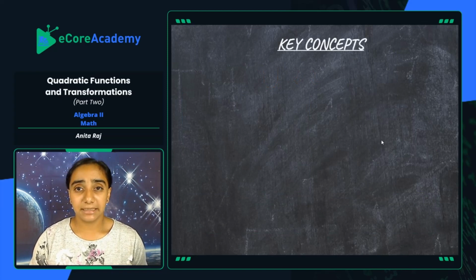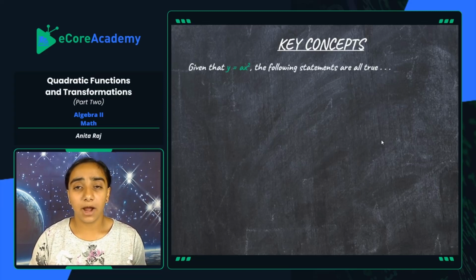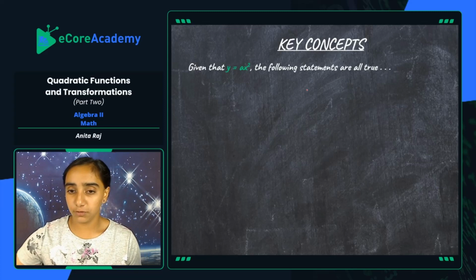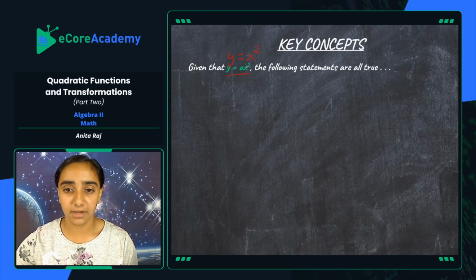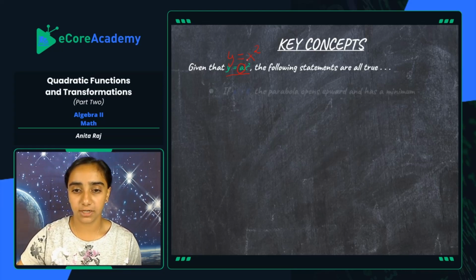Let's review some key concepts before I even get into more advanced concepts. So given that y equals ax squared, the following statements are all true. If you look at this y equals ax squared, this is like the general form of a parabola. The parent function of a parabola is y equals x squared. Now we have this a in front of it, so we'll see what a does to this parent function of a quadratic.